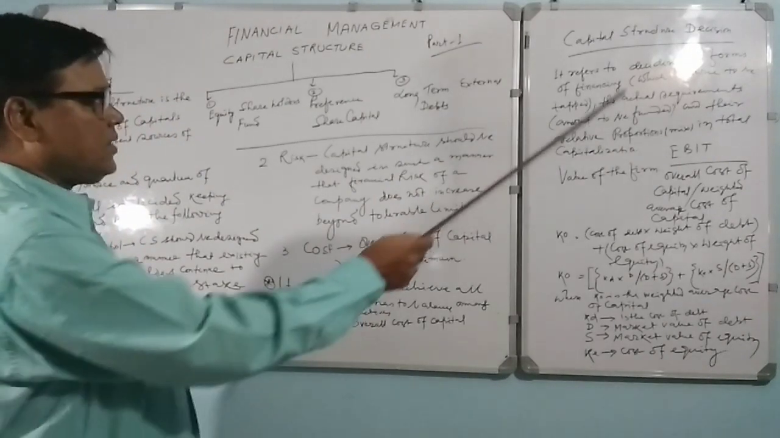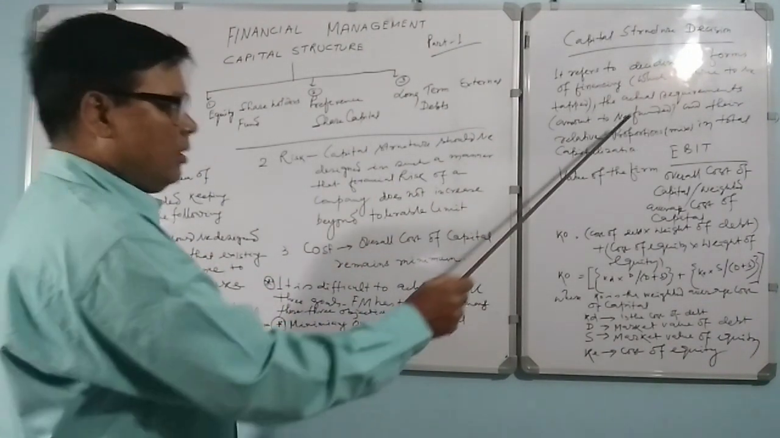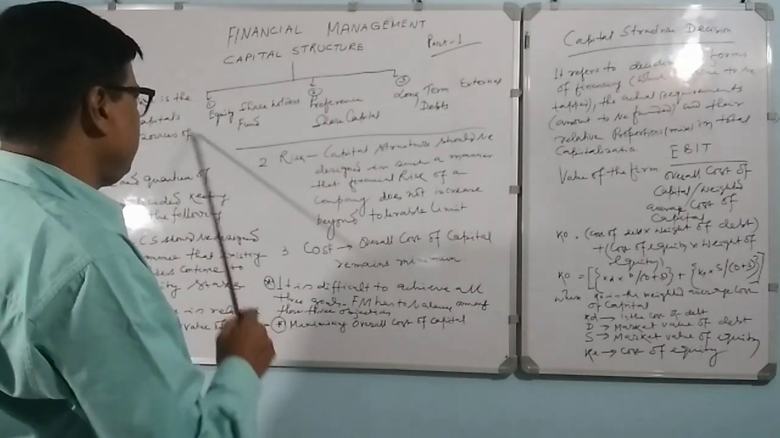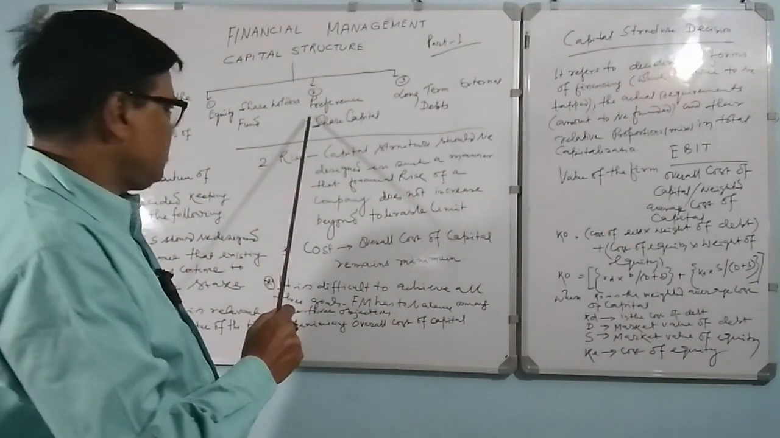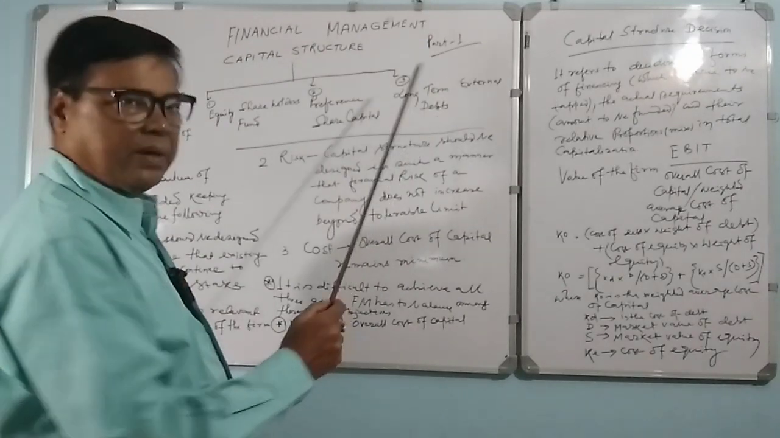That means three things you have to keep in mind: which source you have to select, how much amount to select, and what their relative proportion is. If it is 100%, whether equity shares will be 60%, preference shares 30%, and debt 10%.